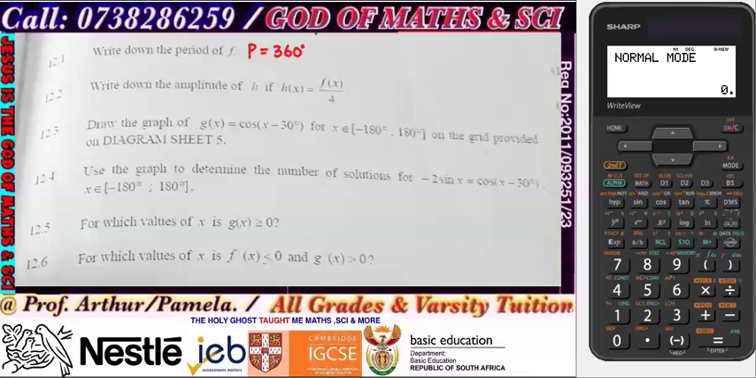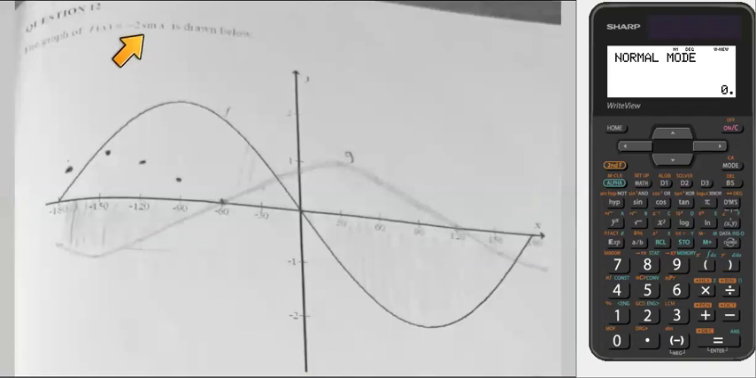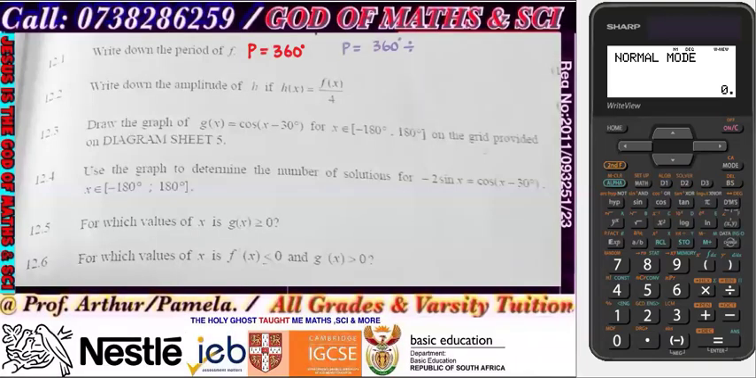But if I wanted to calculate it, I would give them period equals 360 degrees, and then I must divide that by the coefficient of x. Let's go back. Remember here, the coefficient of x is 1. So I'll divide that by 1. When I work it out, I still end up with 360 degrees. So that would be the solution.